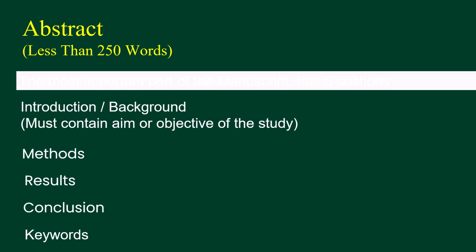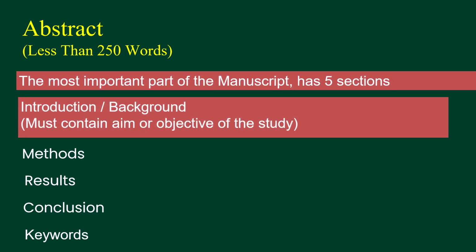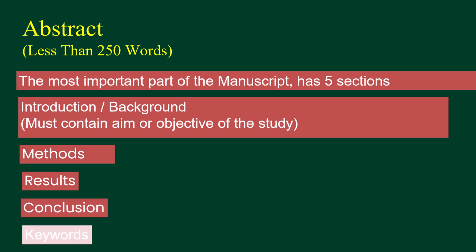It has 5 sections. First, introduction and background. Write a few words about your project and then continue with aim or objective of the study. Write methods, results, conclusion, and keywords.